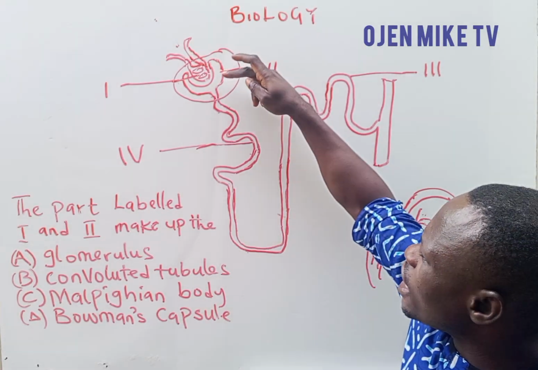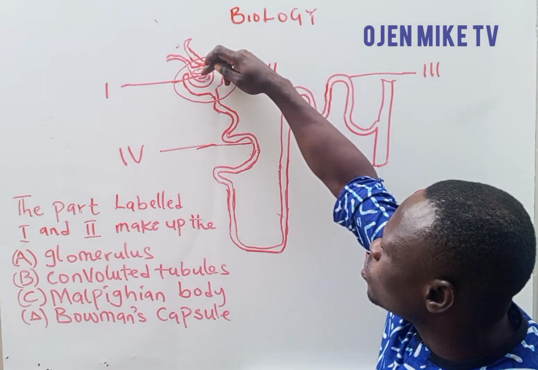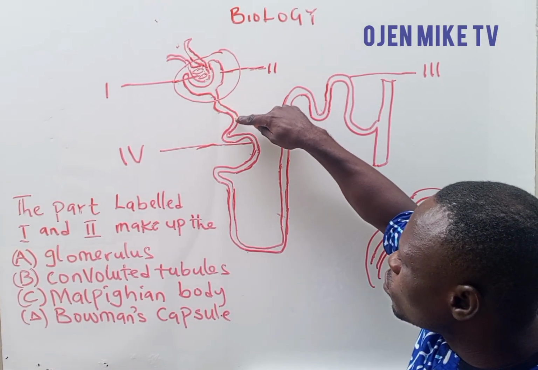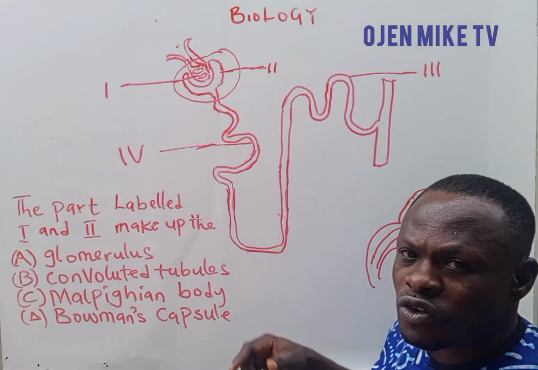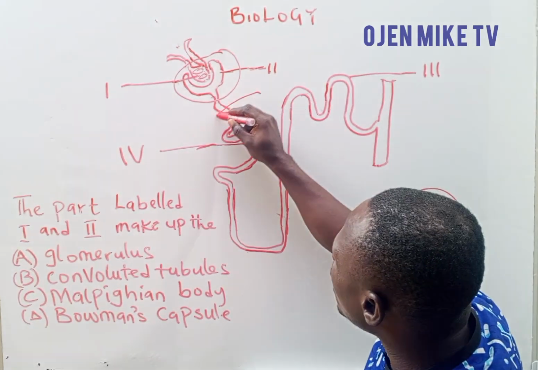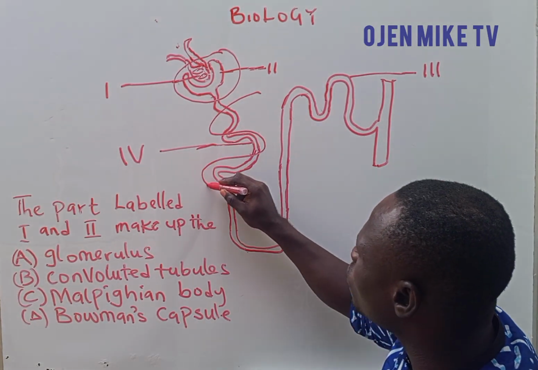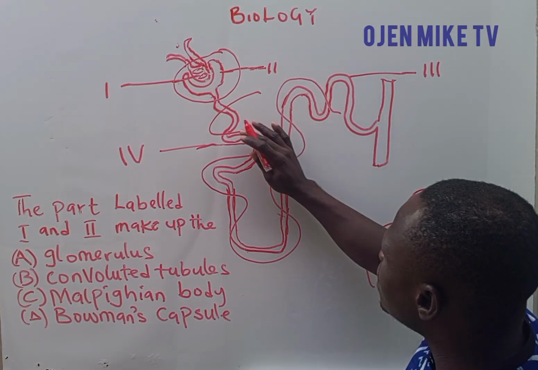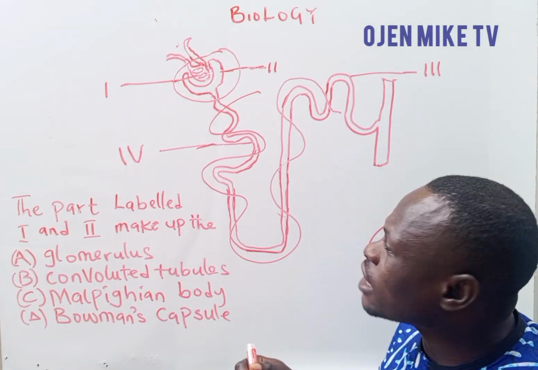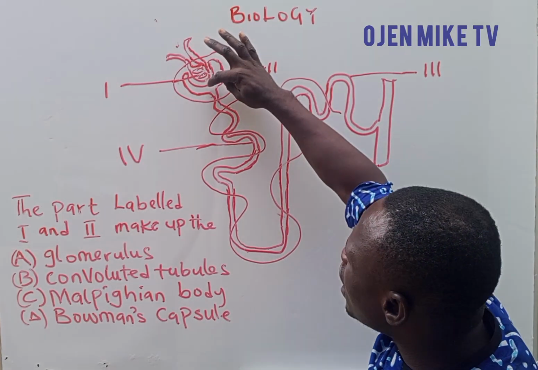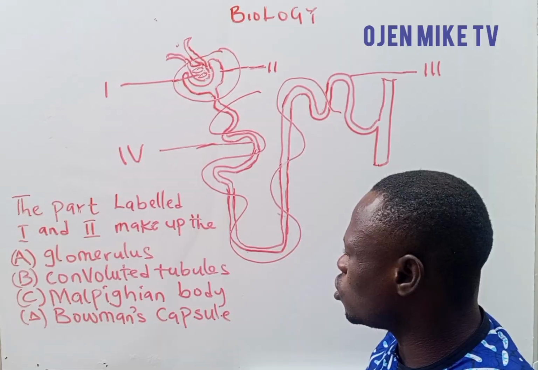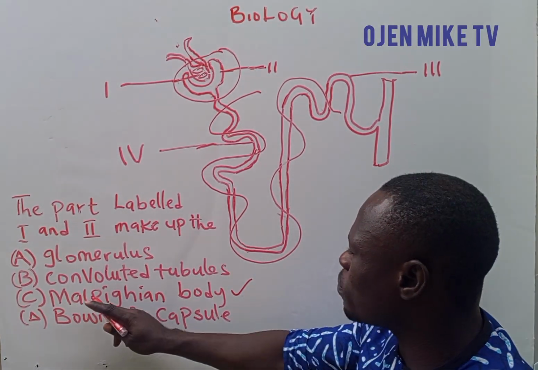So now here, when blood is brought here, it will filter into this capsule. Then it will gradually move to this convoluted tubule, and around this convoluted tubule we have a lot of blood vessels. Blood vessels surround it like this, that will help in the reabsorption. Now the process whereby blood is brought in here and is being filtered is what we call ultrafiltration. So our correct option is what? Option C, Malpighian body.